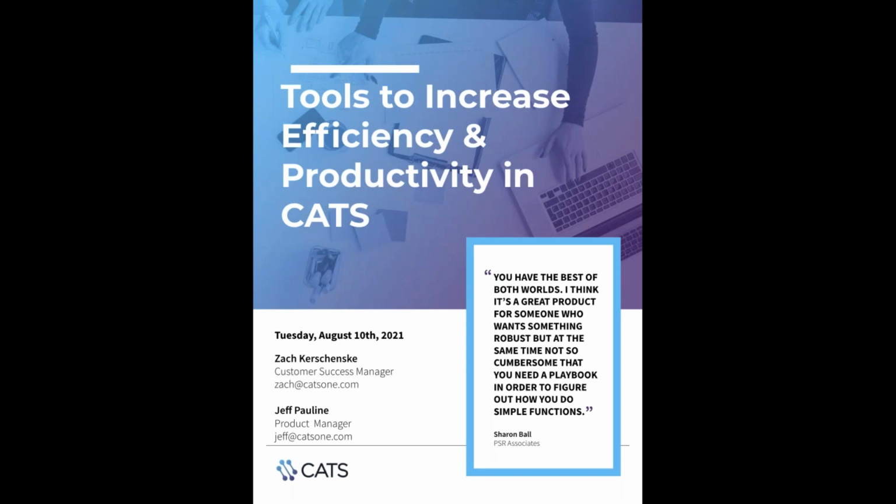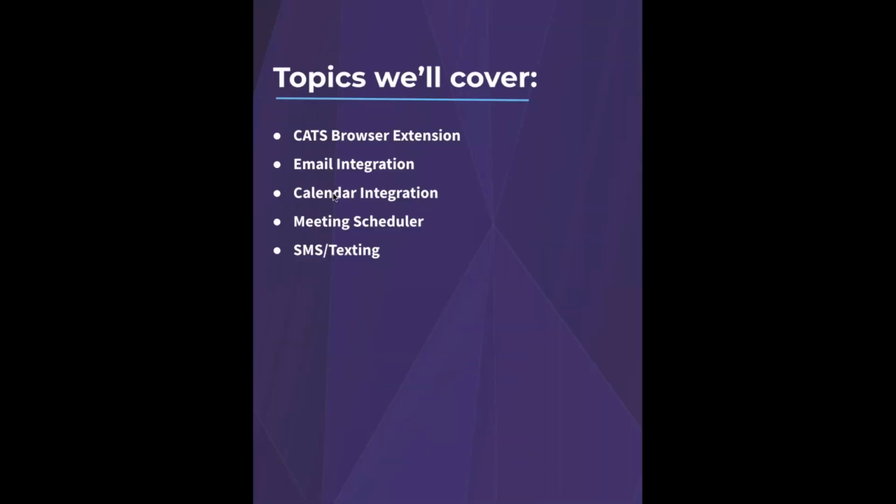So yeah, today's topic, we are talking about tools to increase efficiency and productivity in CATS. So there are basically, within the first, let's say, 15, 20, 30 minutes, depending on how things go, 1, 2, 3, 4, 5 things that I want to talk about. We try to keep these pretty brief and then open it up to a Q&A at the end.